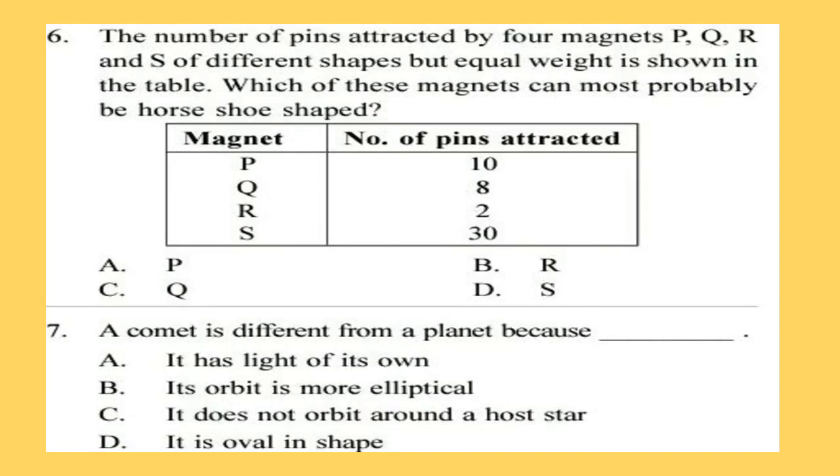Question 6. The number of pins attracted by four magnets P, Q, R and S of different shapes but equal weight is shown in the table. Which of these magnets can most probably be horseshoe shaped? Now look at the table and select your answer.